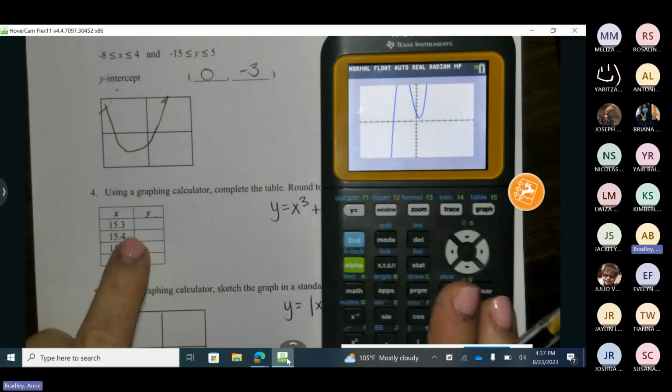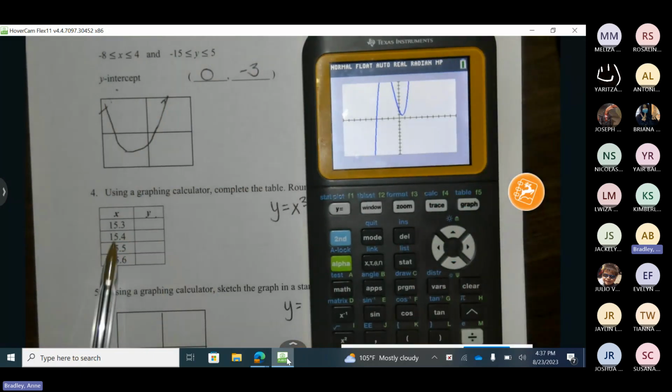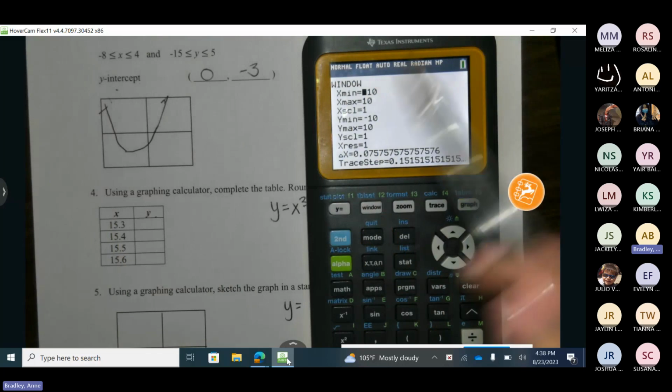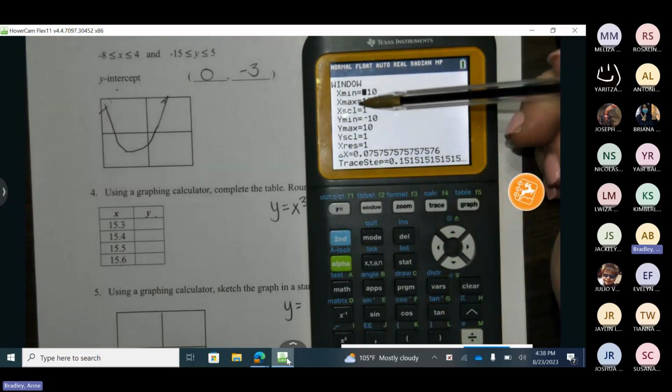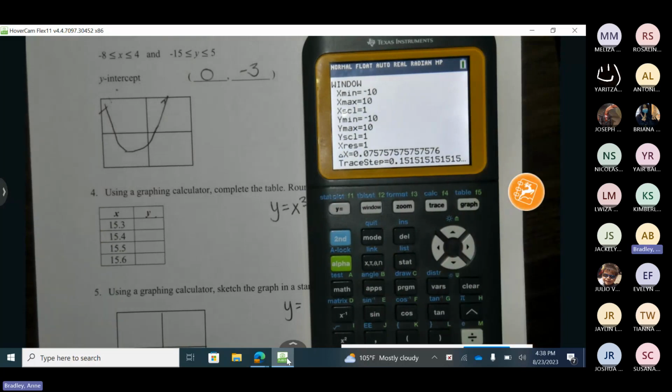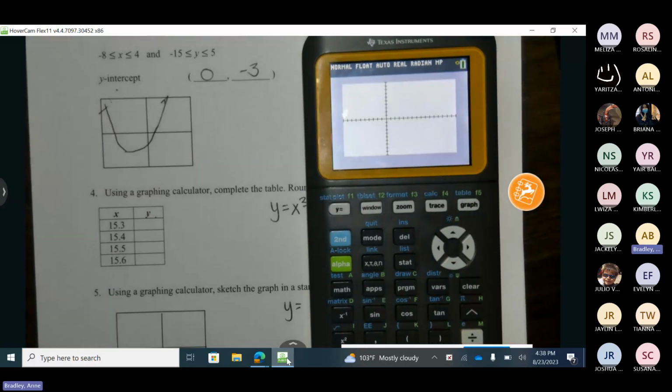And then I want to fill in the points that correspond to these specific X values. So what is the output? Notice that these values are above 15. When I go to window, the X's are above 15. Here, my X max only goes to 10. So I need to go to something past 15.6. Let's go to 16.